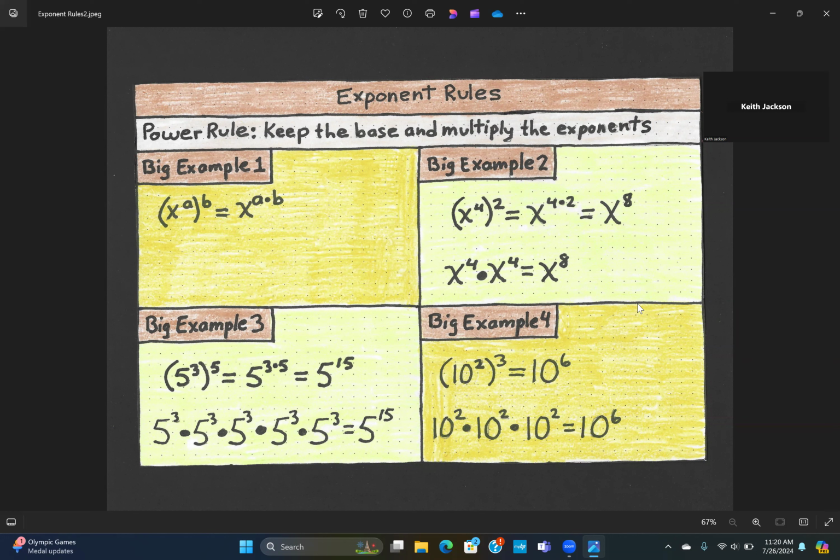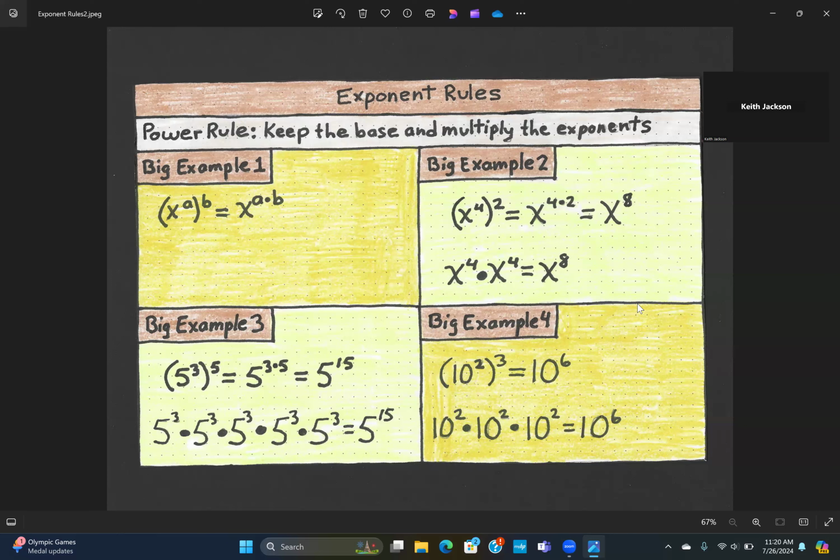And so let's take a look at big example 1, in which we have x raised to the a power and all that raised to the b power. And so what we have in this case, we have x is raised to the a times b. And so I'm just going to repeat that just to help this sink in a little bit. So we have the quantity of x raised to the a power, that right there raised to the b power would give us x raised to the a times b.